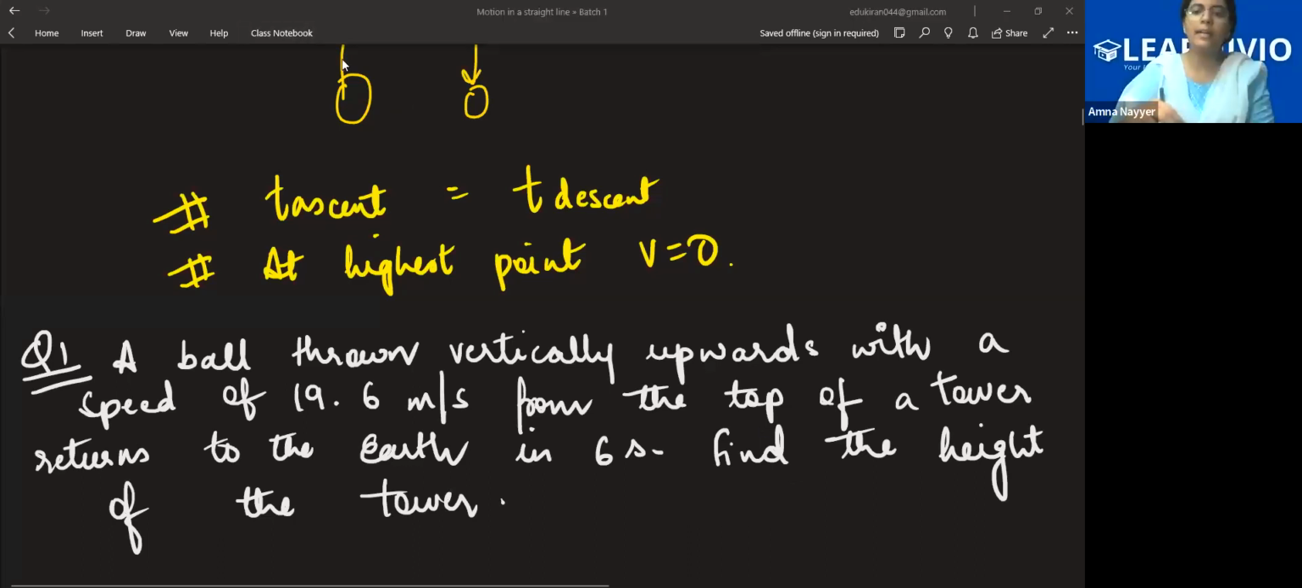Yes, class. Now let us discuss this question first, because this is the first question of motion under gravity. Let me discuss this with you, then you can start writing it down. So see, this says a ball is thrown vertically upwards.